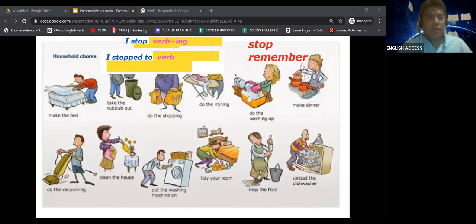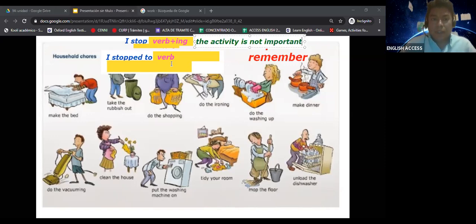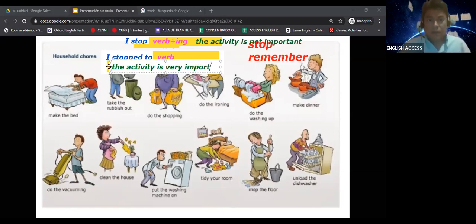On the first one, can I change the color? Yeah, this is the color. I stop verb plus ing, okay, the activity is not important. And I stop to, the activity is very important. Is that better?